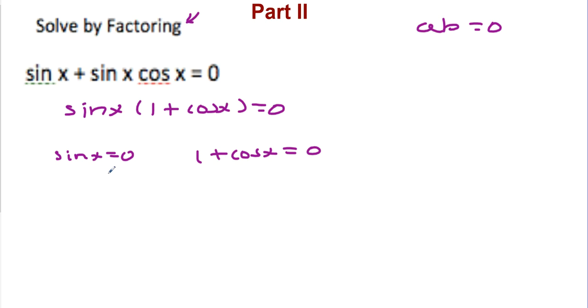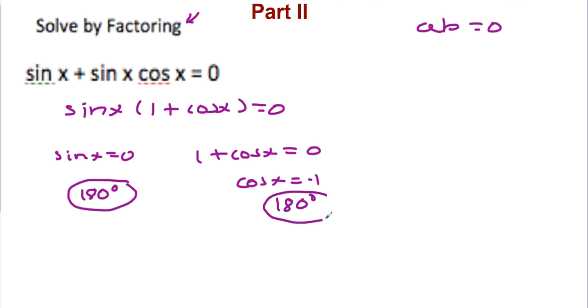Well, sine of x equal to 0 is straightforward. If you look on your unit circle, hopefully memorized, that's your y coordinate. That's going to pop up at 180 degrees. All right, so you have 180 degrees. Over here, we're going to subtract 1. Cosine of x is equal to negative 1. That's your x coordinate on your unit circle. Guess what? That's also 180 degrees. Now, this doesn't happen all the time. It just happens that 180 degrees is our one solution. Okay, moving on.